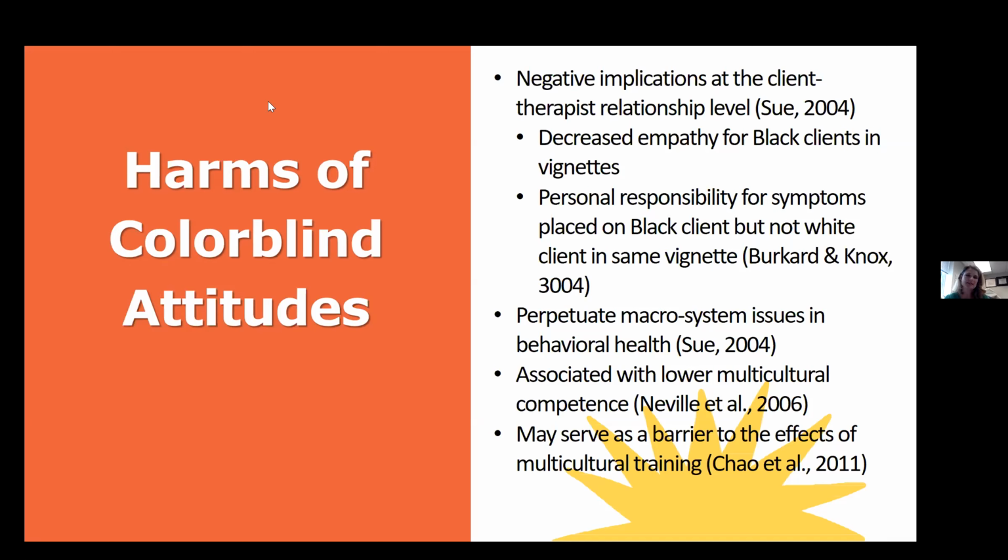There's a nuance there. Let me see if I can find my notes. There was a nuance to that finding, if I can think of it. Let's see. There we go. Okay, yeah. So when it came to the colorblind attitudes, it wasn't all colorblind attitudes. It was the blatant unawareness. The unawareness of racial issues was what was driving the relation between a colorblind attitude and low cultural competence in the awareness area.